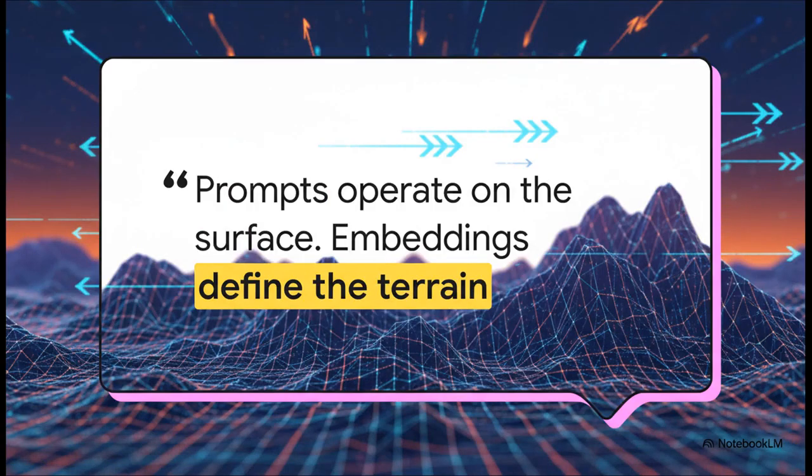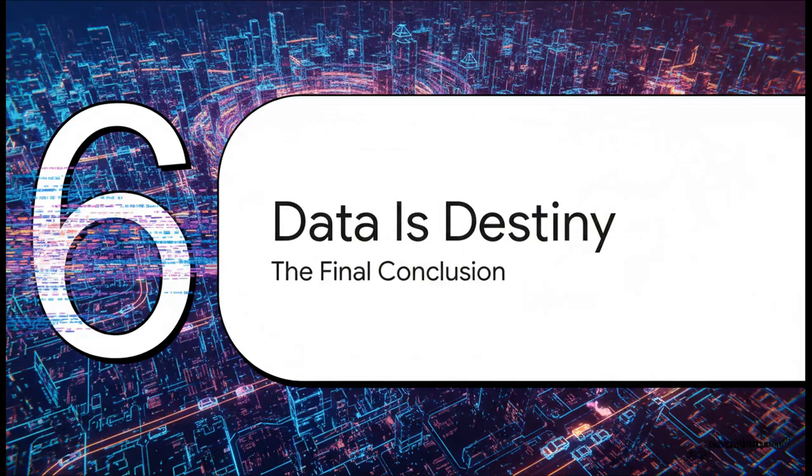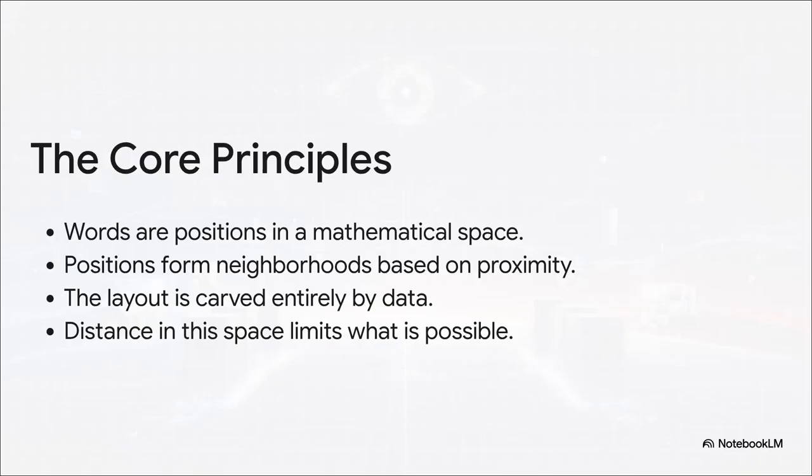Which brings us to this crucial point. Prompts operate on the surface. They can suggest a direction, sure, but the embeddings, the actual locations of all the words, they define the terrain. You can't just tell a model to teleport across a mountain range that the data itself has already built. And this all brings us to the final, really unavoidable conclusion of this whole geometric view of the world. If the data carves the map and the map defines everything that's possible, then it all comes back to the data. So, let's just quickly recap the big principles here.